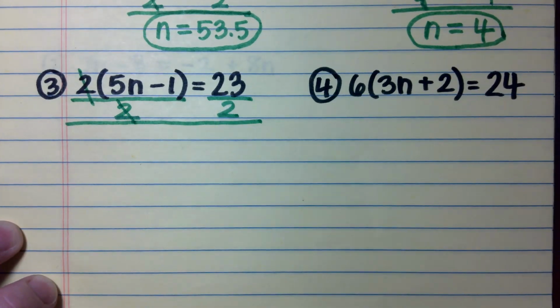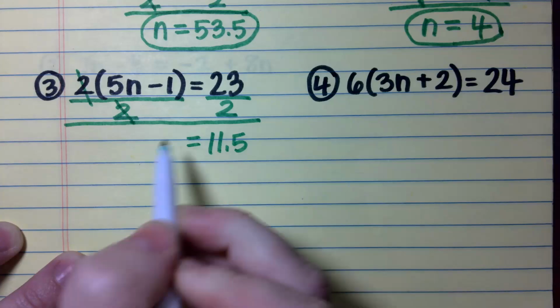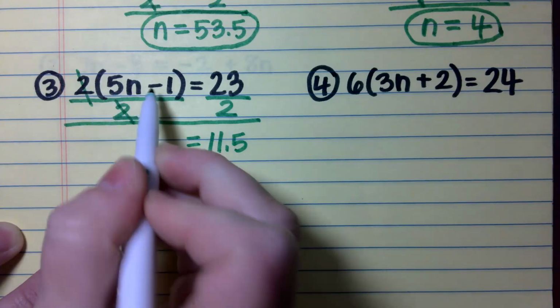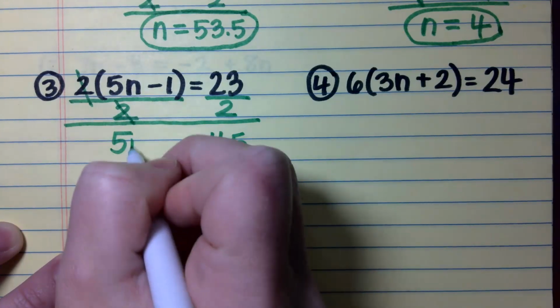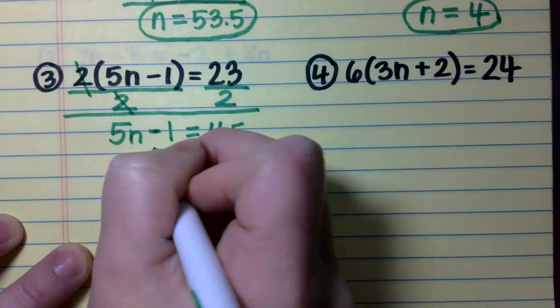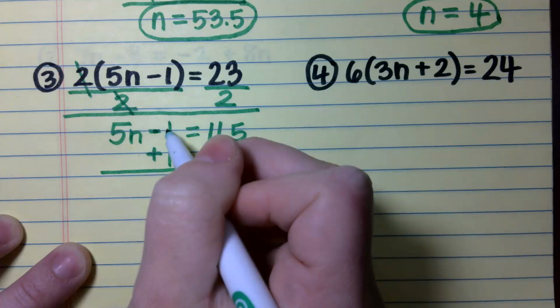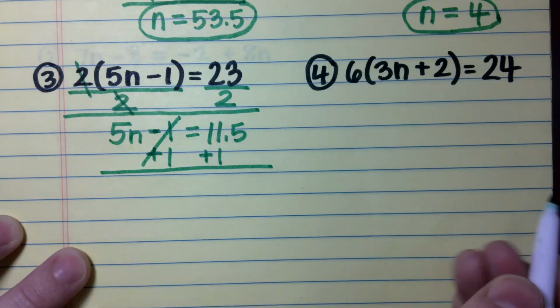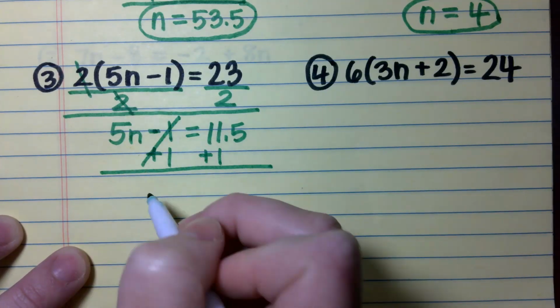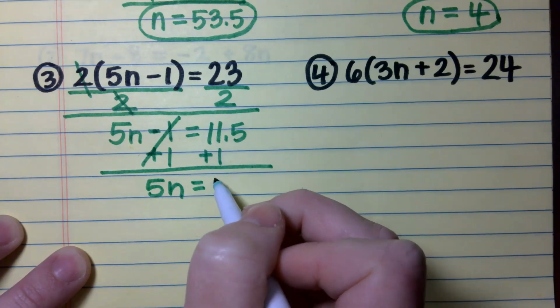And 23 divided by 2, we should get 11.5 equals, we still have 5n minus 1. So then do plus 1. Awesome. Plus 1 on both sides. My 1's will cancel. Yep. And I should get 5 times n equals 12.5.